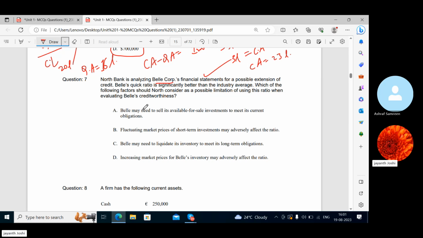Which of the following factors should not be considered as a limitation of using this ratio when evaluating Bele's creditworthiness? So they're asking about a possible limitation. If I have to explain, Bele may need to sell available for sale investments to meet its current obligations. See, available for sale is not for a short span of time. These are long-term investments.